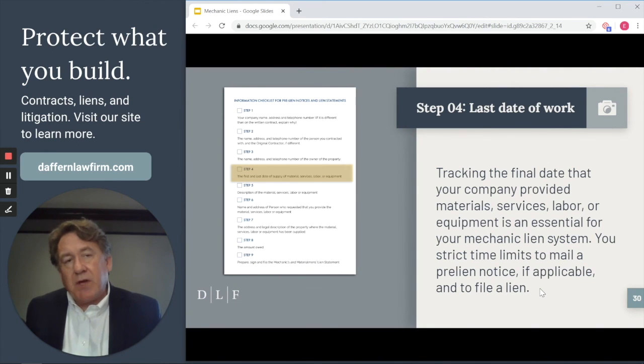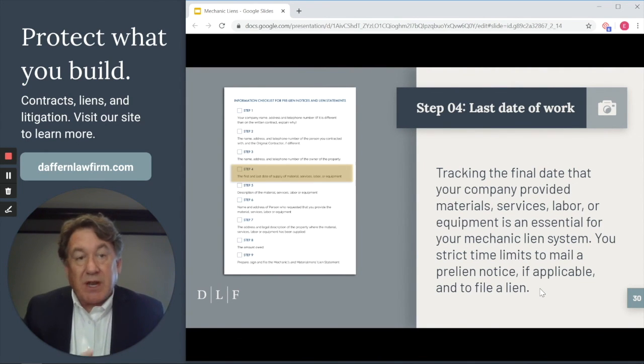Now, in our next video, we're going to talk about the fourth step, which is the last date of work. Now, the last day of work can be the most important piece of information that you need to collect. And it has to be accurate because every time limit in our mechanic lien system triggers from the last day of work. And so we're going to spend a little bit of time talking about what that looks like. So I look forward to seeing you on the other side.